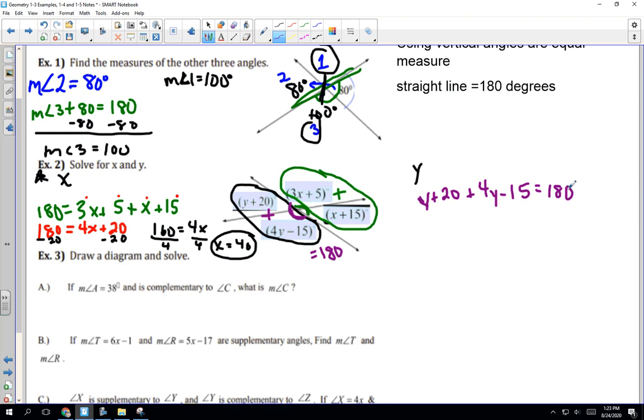equals 180. I'm going to combine like terms. 1y and 4y give me 5y's. 20 minus 15 gives me 5, and the 180 stays. So we're going to subtract 5 from both sides.